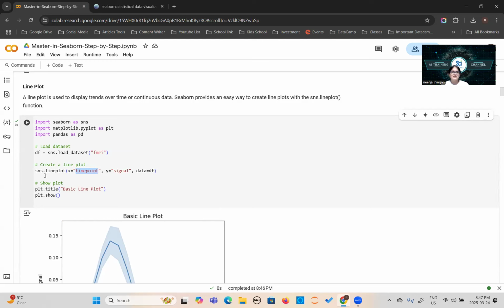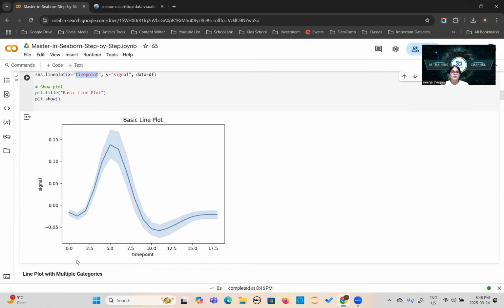Here we are just saying sns. Your x is equal to timepoint, y is equal to signal, what signal is going at each point in time, and this is your data frame, and this is your basic plot. So on the x-axis it is showing timepoint, and signal is this, what kind of signal is going on. Okay, and this line is showing you the basic line plot.